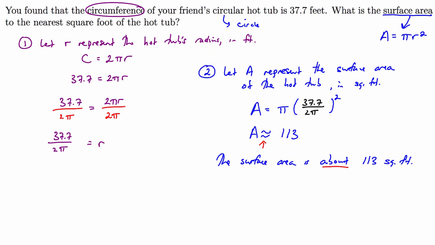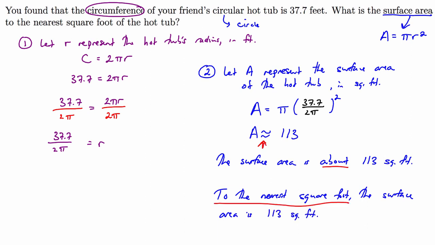A second option in answering this question would be to write this. To the nearest square foot, the surface area is 113 square feet. Again, by saying to the nearest square foot, I'm reiterating the fact that I'm giving you an approximate answer.